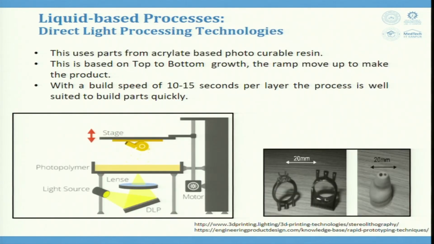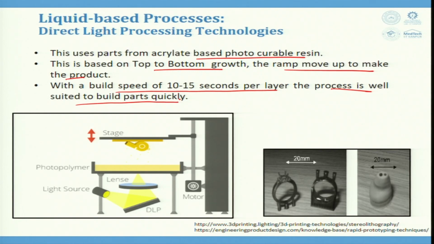Next comes direct light processing technologies, which is also one of the liquid based processes in which the parts from acrylate based photocurable resin are taken. This is based on top to bottom growth. The ramp moves up to make the product with a build speed of 10 to 15 seconds per layer. The process is well suited to build parts quickly.